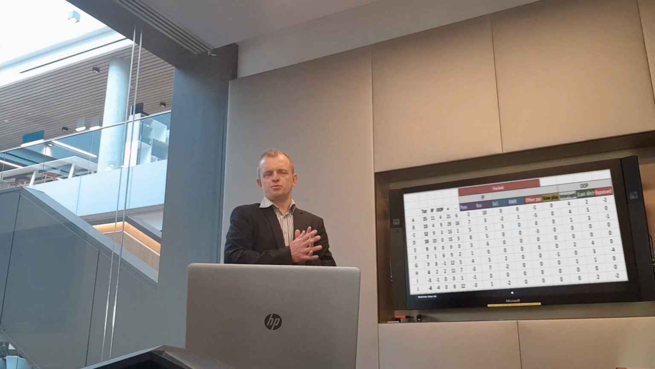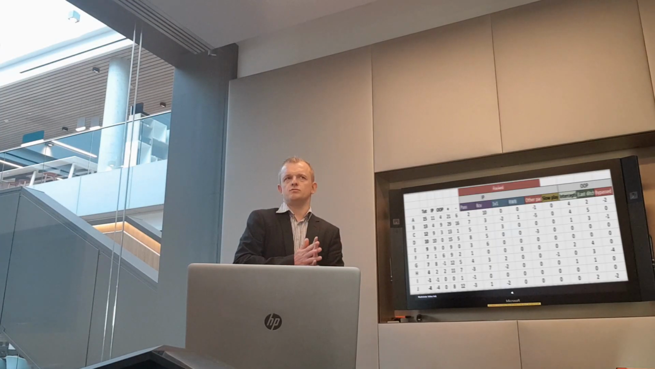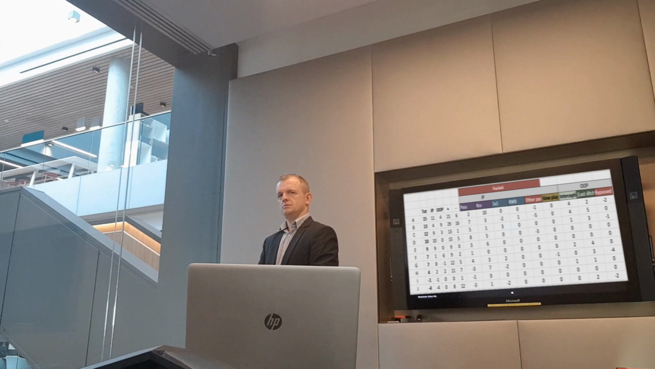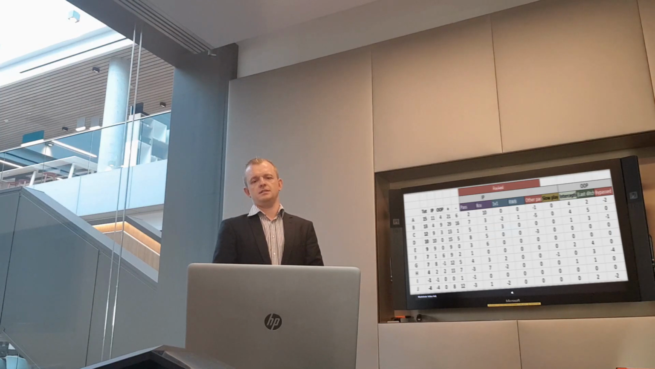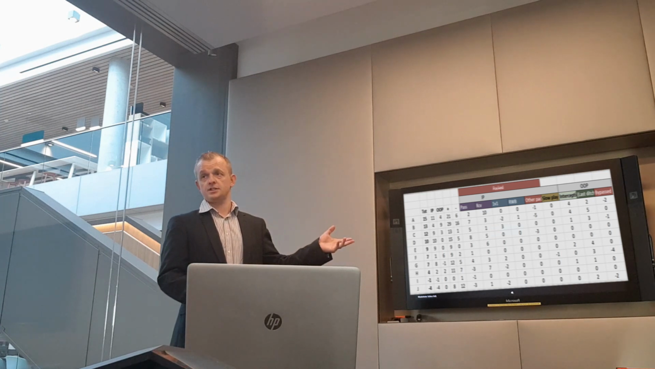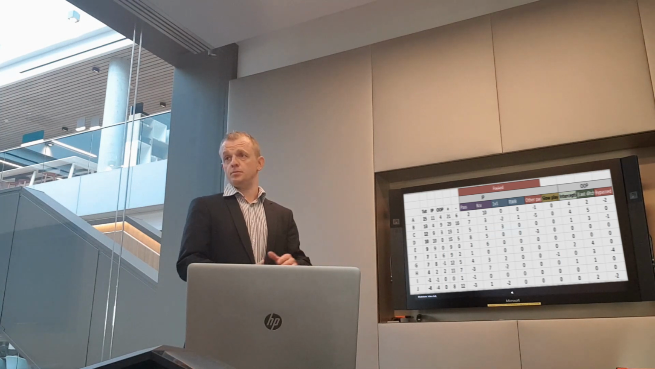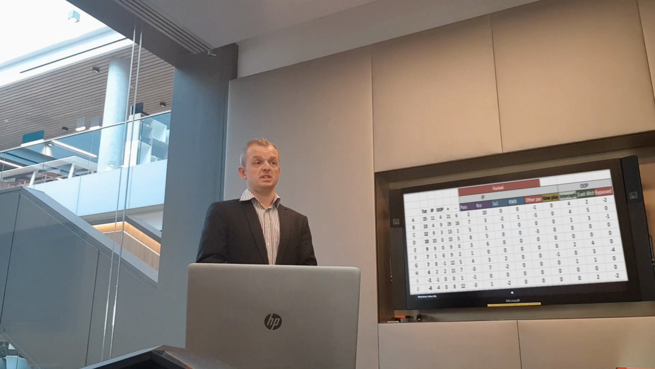To be fair, you would probably do well to get a negative figure running with the ball, unless you trip over a lot. The red column, other packing, that's where any number of examples could occur. That's for examples that don't fall into the other categories, but we need to capture those negative numbers somewhere. Some examples.